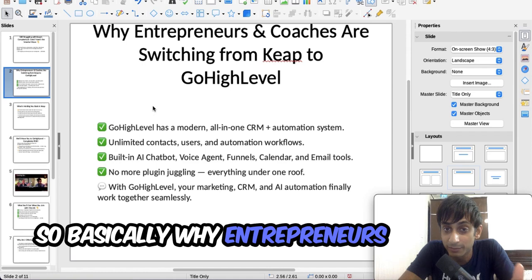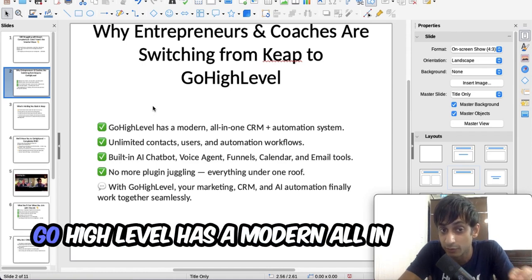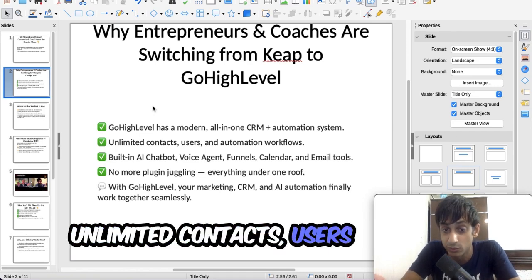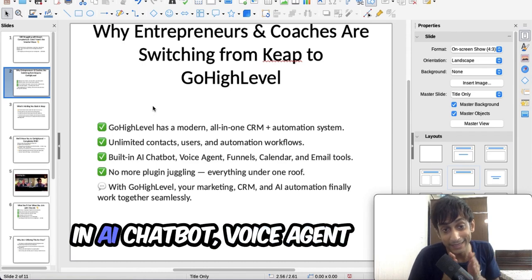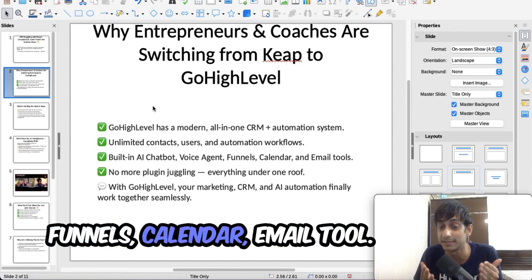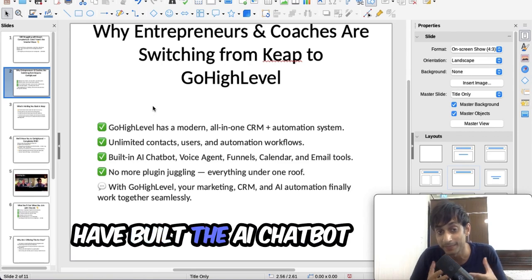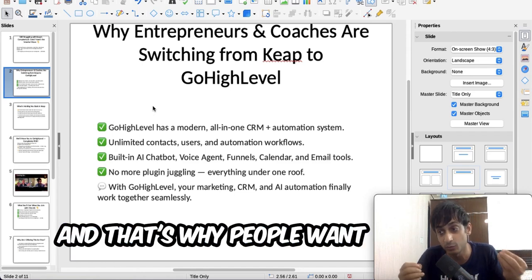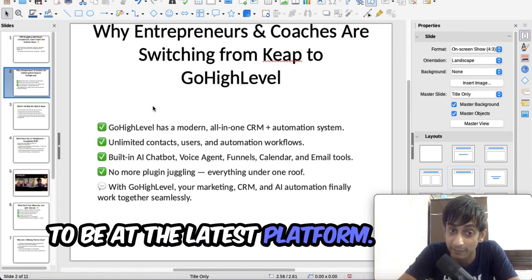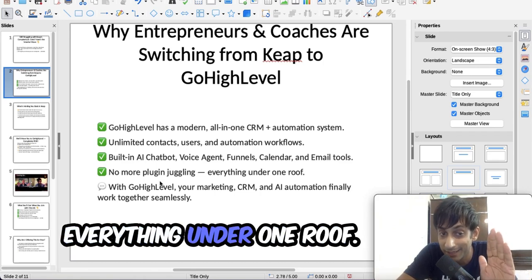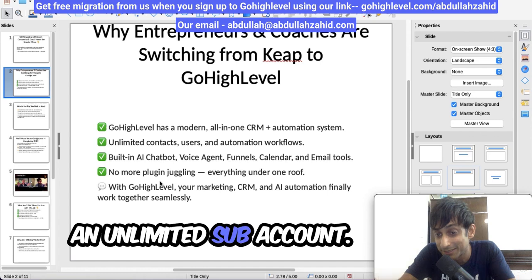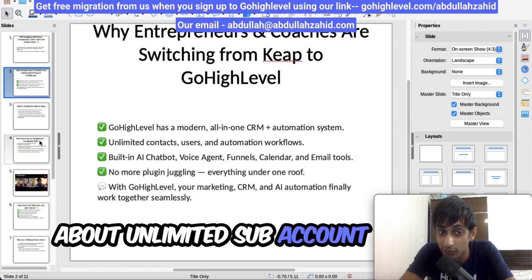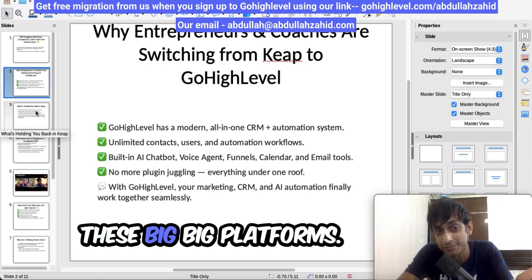So basically, why are entrepreneurs and coaches switching from Keap to GoHighLevel? GoHighLevel has a modern all-in-one CRM plus automation system, unlimited contacts, users, and automation workflows, built-in AI chatbot, voice agent, funnels, calendar, email tool. The AI solution that they have built, the AI chatbot and voice agent, nobody should ignore. And that's why people want to be on the latest platform. No more plugin juggling, everything under one roof, and unlimited sub accounts. One sub account is enough to run one business with all these features, and unlimited sub accounts at a fraction of the cost of all these big platforms.